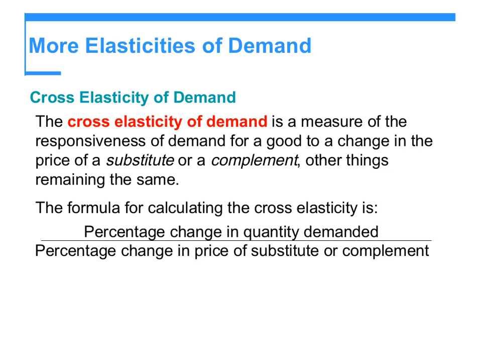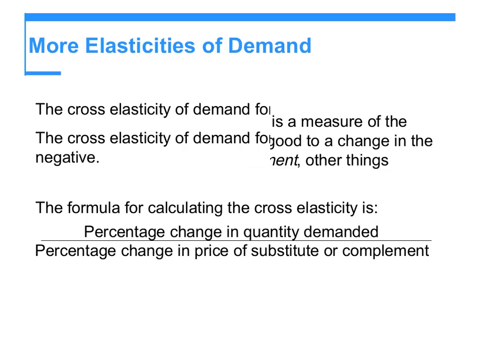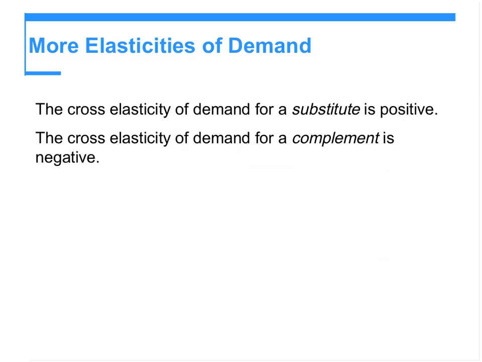But here we are looking at a substitute or complement and want to see how changes in their price influence our demand. If you remember, previously we said if the price of our substitute increases, the demand for our product increases. If the price of our complement increases, the demand for our product decreases. If the price of the substitute decreases, the demand for our product decreases. If the price of the complement decreases, the demand for our product increases. This is a different way of saying that. So we can look at the percentage and see the cross elasticity of demand. The cross elasticity of demand for a substitute is positive. The cross elasticity of demand for a complement is negative.